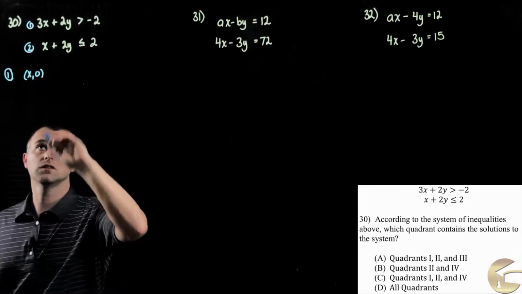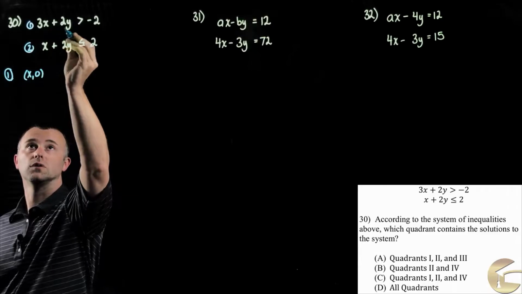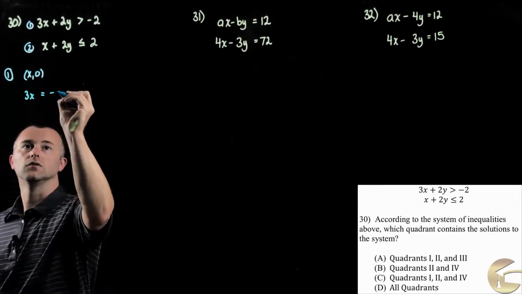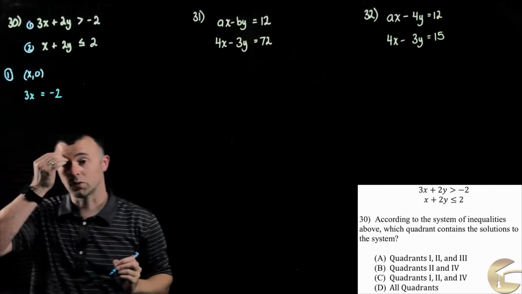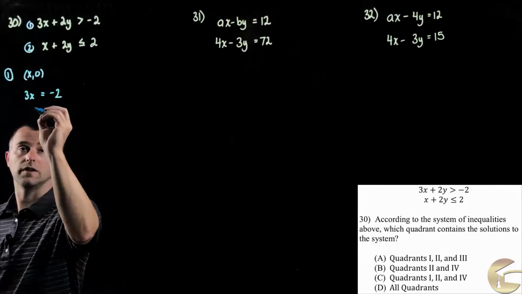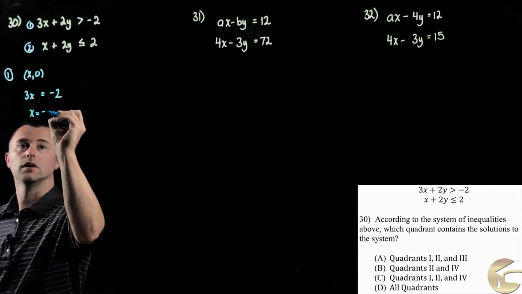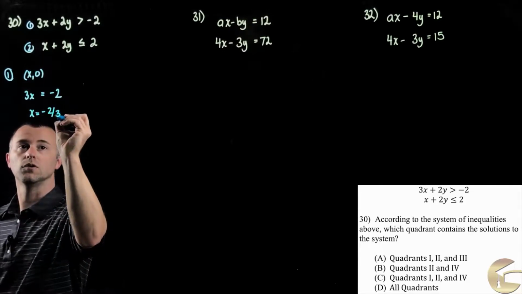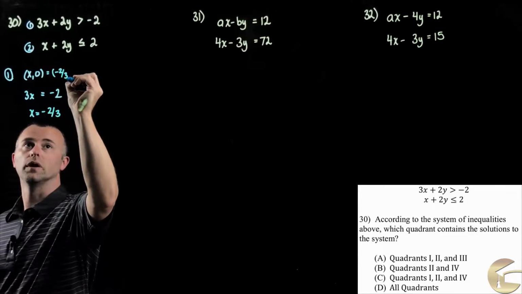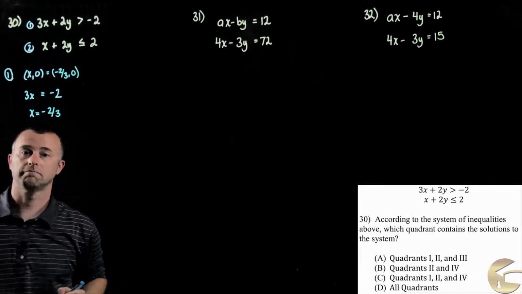So let's get the x-intercept first. I'm going to plug in 0 for y. It's going to give me 3x equals -2. Don't worry right now about the greater than. We're just trying to find points. Here we solve by dividing both sides by 3, and we get the point (-2/3, 0) for our x-intercept. So there is one point for this first graph.